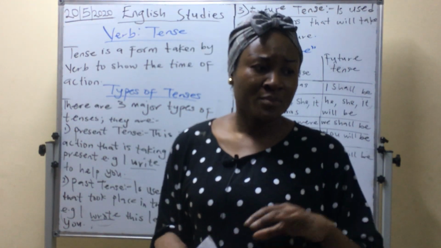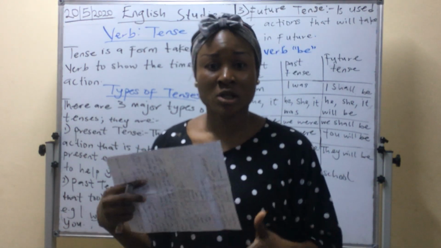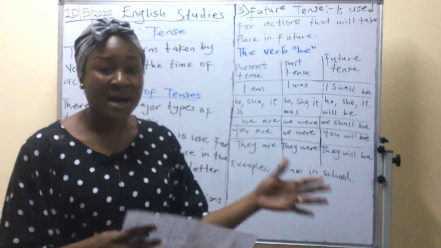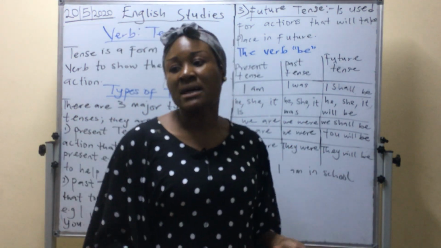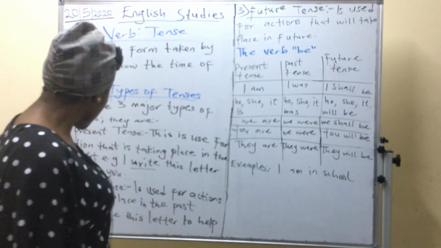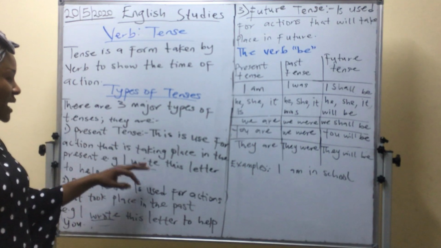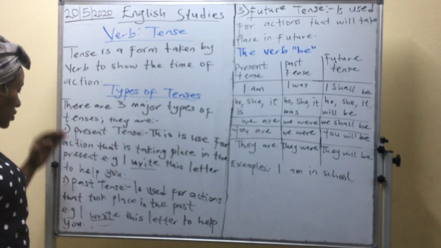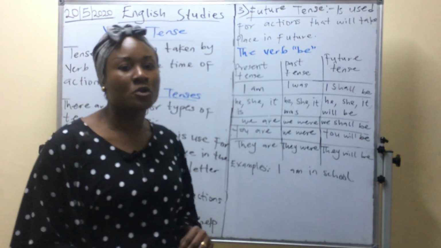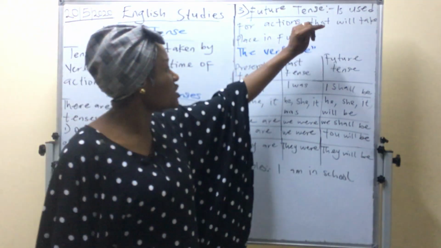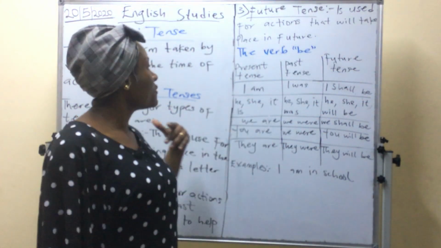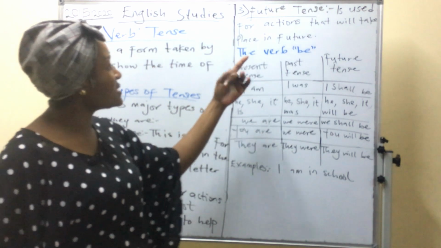Now as we are going further in the lesson, we'll be seeing different words, some verbs, their past tense, their present tense, their future tense, and even their past participle. But before we continue, this is the past tense and this word, the present of write, is write, the past wrote, and the future tense is used for action that will take place in future. Future tense is used for action that will take place in future. For example, I will write this letter to help you.